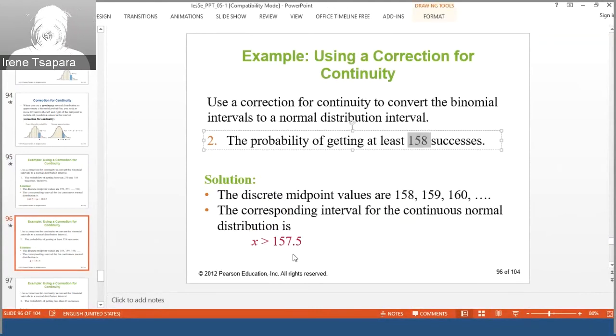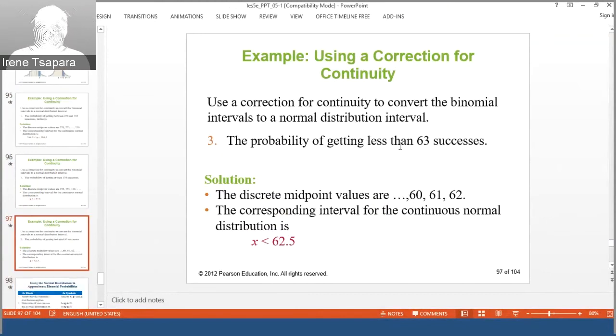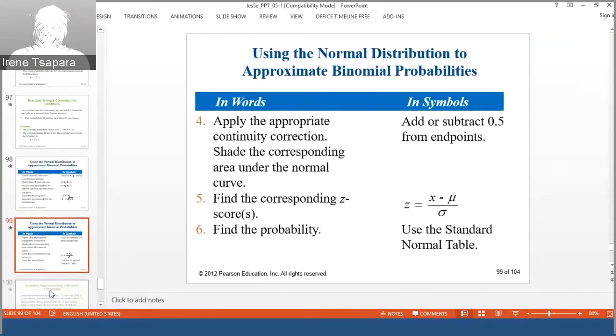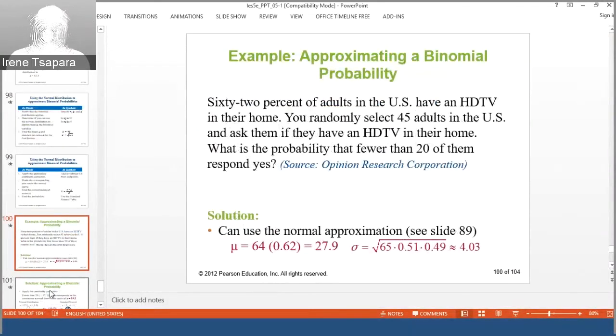So you want the x to start from 157.5. In the case that you want to have anything greater than 63, less than 63, again, you subtract 0.5. If you wanted to have at most, let's say, 100 successes, then your interval should go to 100.5. So always remember when you do your calculations with the normal distribution to actually subtract from the left and add to the right a 0.5 for the correction of the continuity.